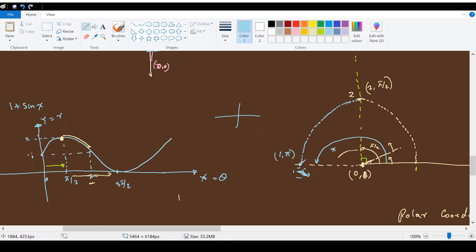So the theta value here is pi and the radius is equal to 1, and the theta value here is pi by 2 and the radius is equal to 2. So when theta increases from pi by 2 to pi, the radius should decrease there. Now my diagram might not reflect the exact pattern, because sometimes you might think that the distance between these 2 points is equal to the distance between these 2 points, which is not.